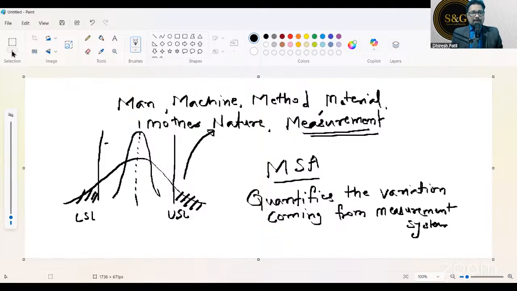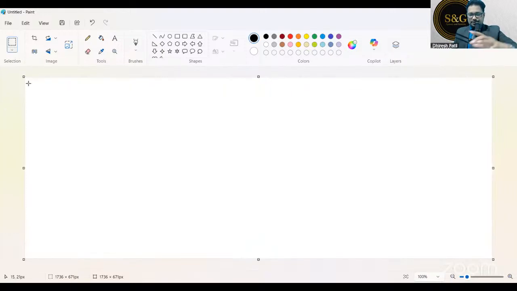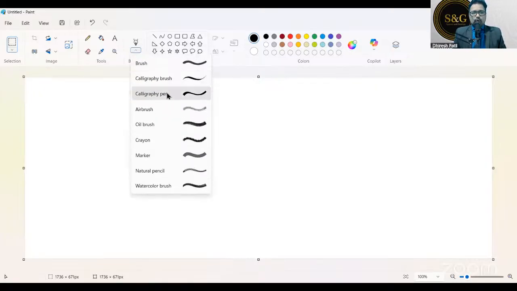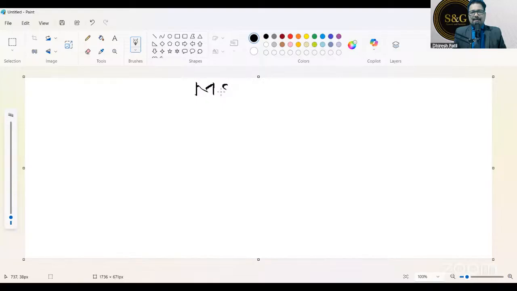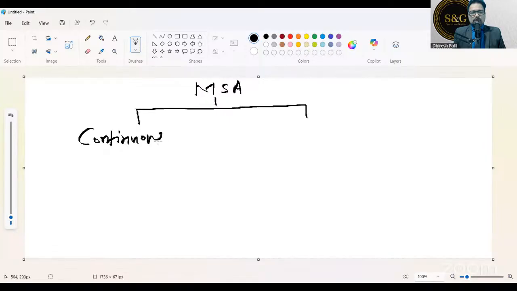In MSA, measurement system analysis, there are 2 parts. What are the 2 parts? If you have continuous data, then we go for GRR, gauge repeatability and reproducibility. And if we have discrete data, we go for attribute agreement analysis, which is the topic of discussion for today.